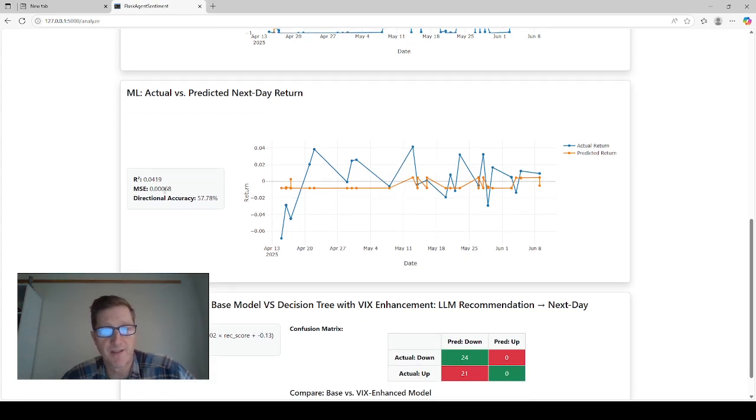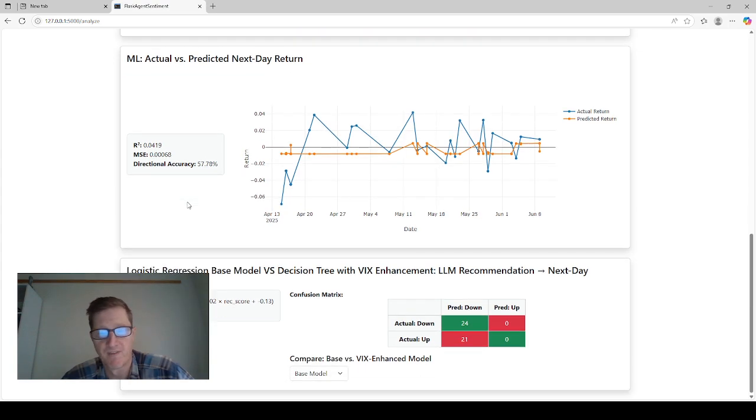I used a similar thing with a machine learning model to do some logistic regression on whether it would go up the next day or not. The predictions are here and the actual results are in blue. And we can see that, again, it's not great. The model was accurate about 57% of the time.